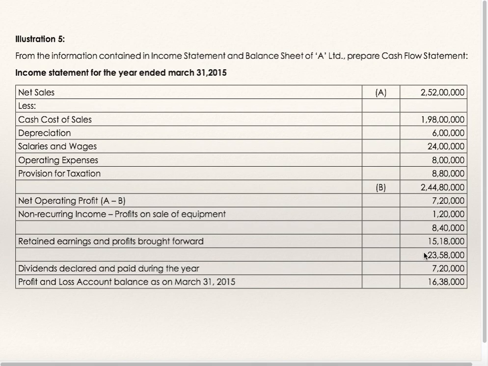So you will get profit for appropriation, dividend declared and paid. Then you will get profit and loss account balance as on 31st March 15. Dividend paid is given 7,20,000. This will be shown as outflow in financing activities. Now net operating profit is 7,20,000. If you add provision for taxation in this, you will get profit before tax.